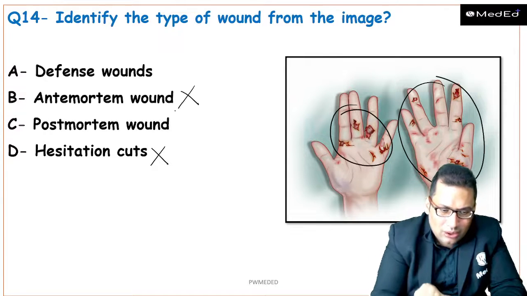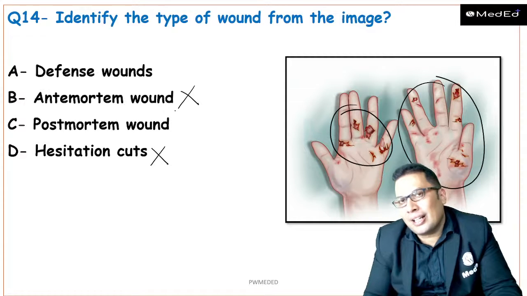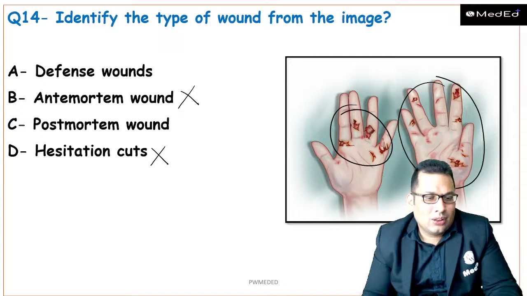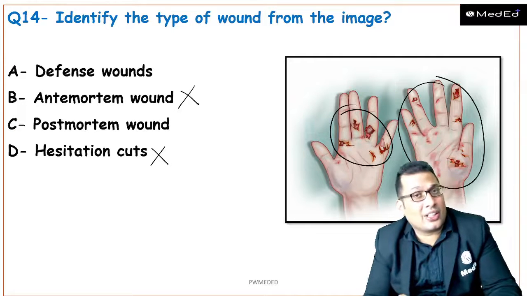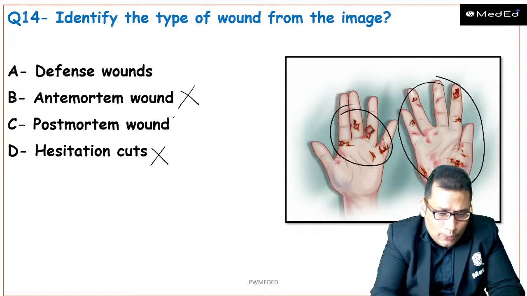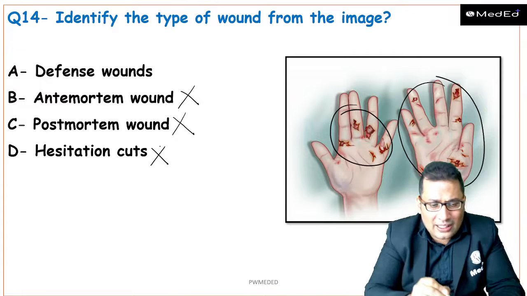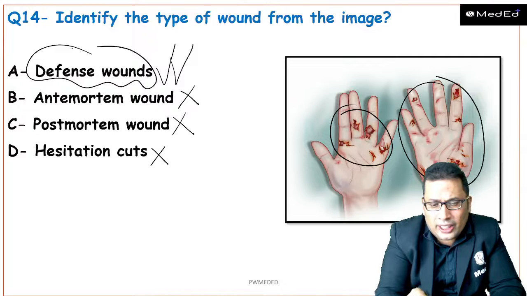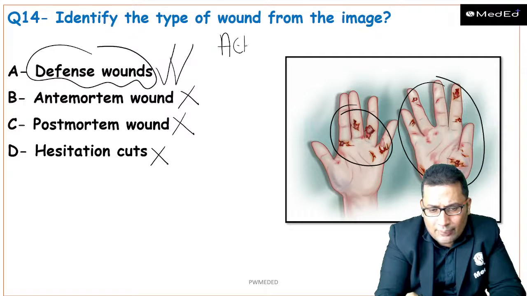Antemortem wound: they are characterized by vital reaction. But here there is no mention of vital reaction or some other finding. Postmortem wound? No. The answer should be defense wound. Defense wounds can be of two types: either active defense wound or passive defense wound.